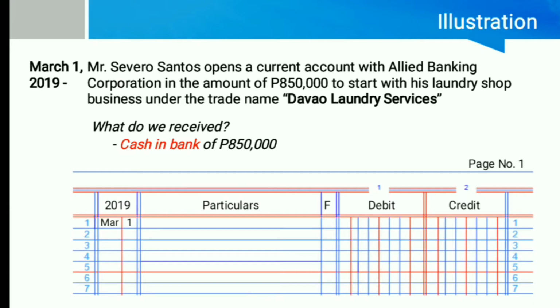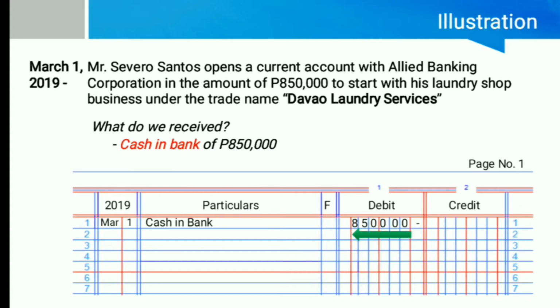Okay, so here in particulars, we will now write the debit entry. We have cash in bank. So we're going to leave folio blank because as I said, folio will be used in the posting. So we go straight to the money columns. Since we are still in the debit entry, the amount of 850,000 is written also in the debit money column. So we have here 850,000. So when writing amounts in the money columns, you have to begin in the right part and then go to the left.